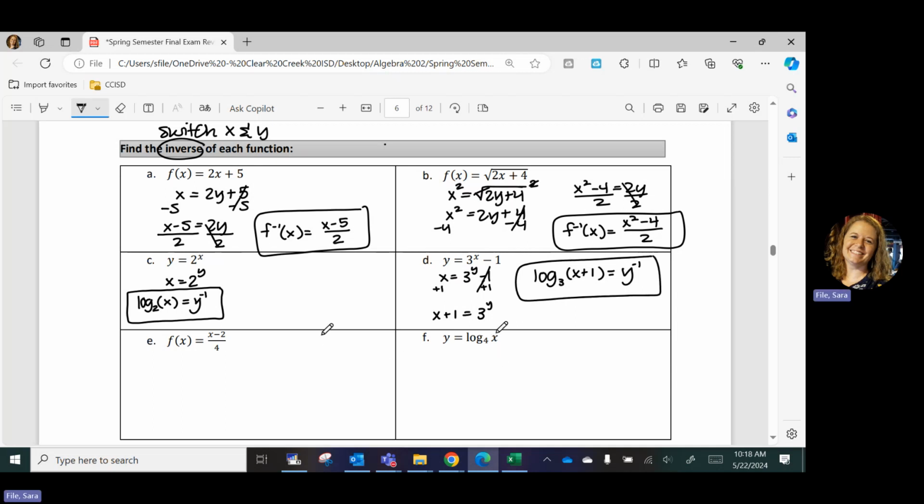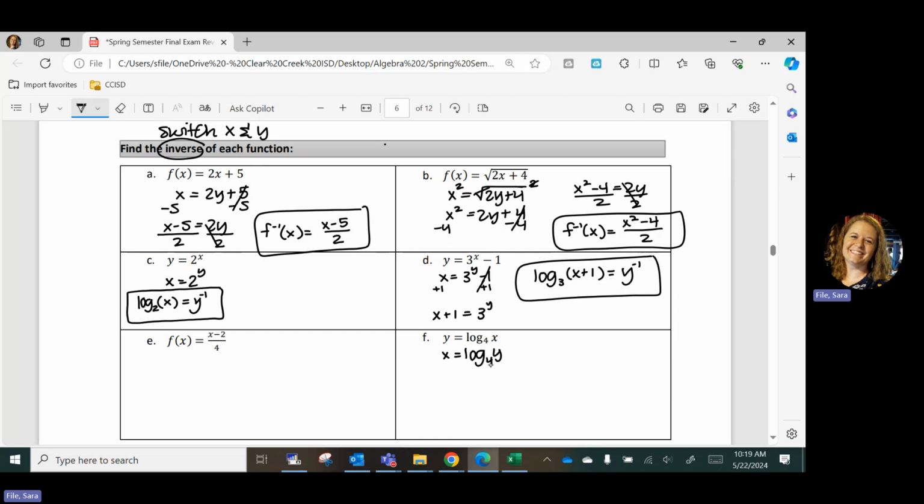Now I'm going to go ahead and do F while we're talking about logs and exponentials. So this one starts as a log. We're going to take x and y and switch them to find the inverse. So this is a log base 4 of y now. To solve for y, right now it's in the argument of the log. I need to get it out. So I'm going to rewrite this as an exponential. I'm going in reverse of what I just did.